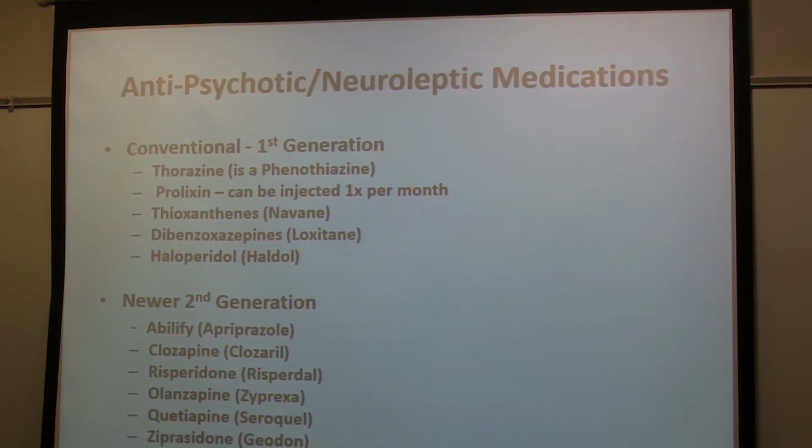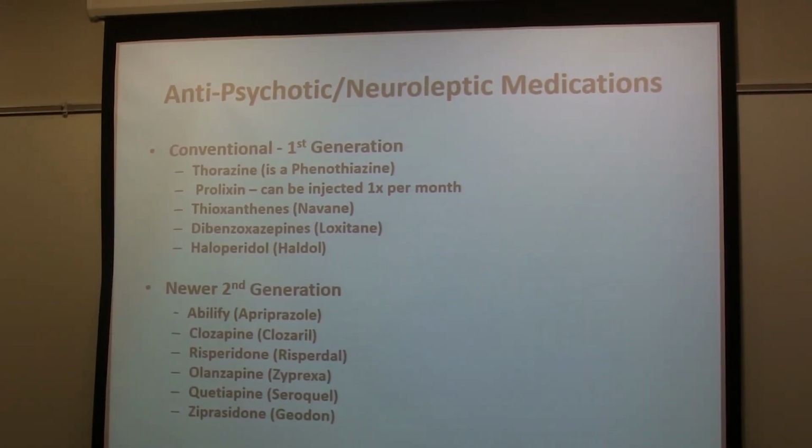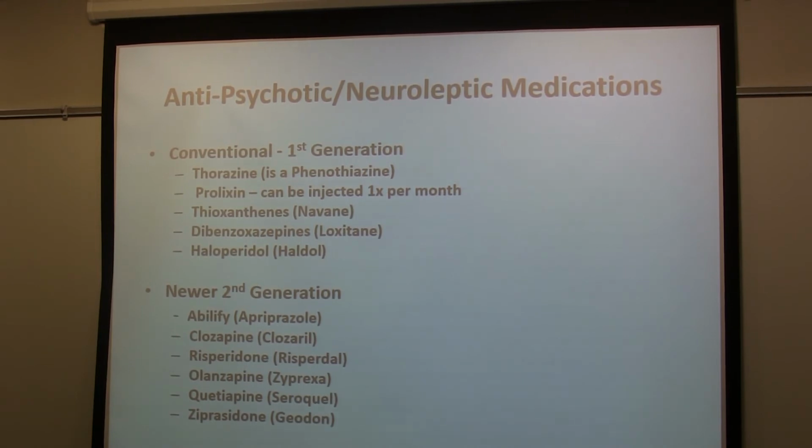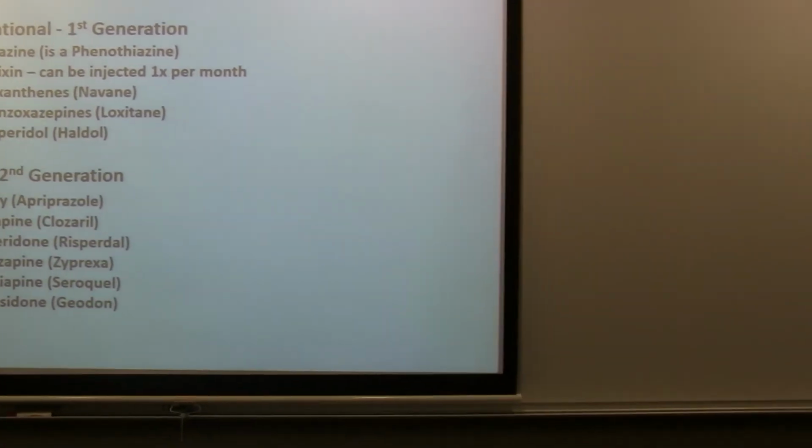What are some of the medications that are ordered very often for psychotic disorders? They are called either antipsychotic or neuroleptic medications. Both names are acceptable. We have our first generation, which are called the conventional first generation medications, and they are Thorazine, Prolixin. Prolixin is very similar to Thorazine, but it's injected only once a month rather than daily to increase compliance. There's a medication called Navane, Loxitane, and Haldol, which are first generations and quite effective medications. They, however, have a lot of side effects.